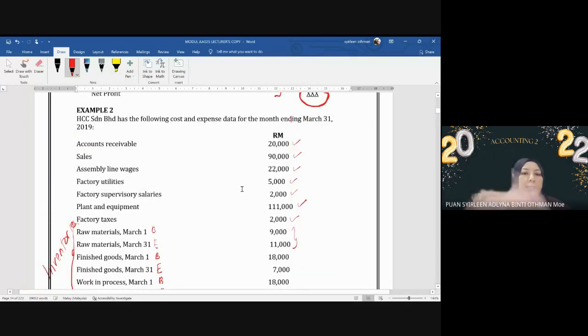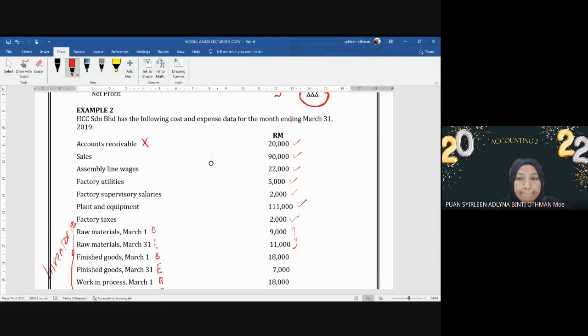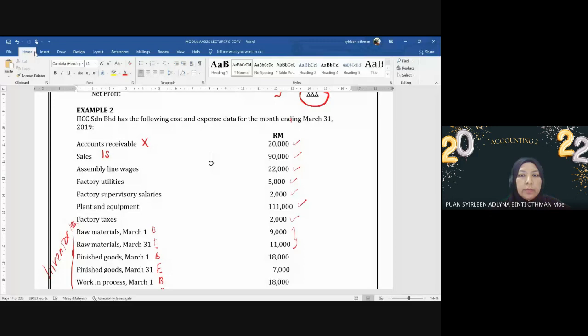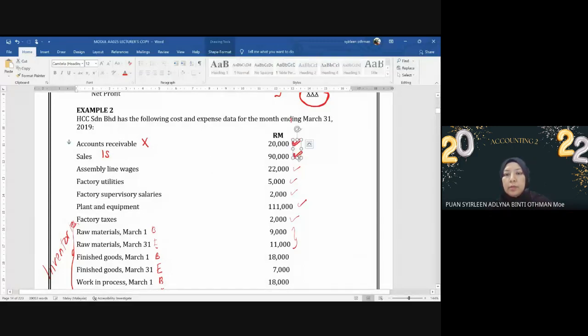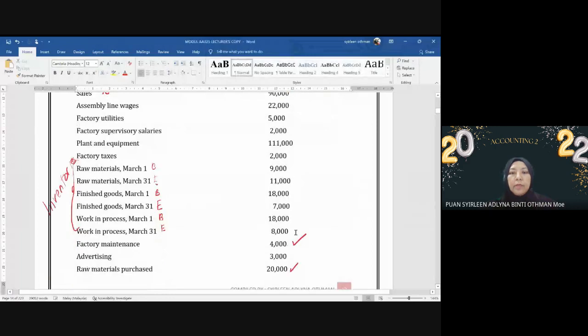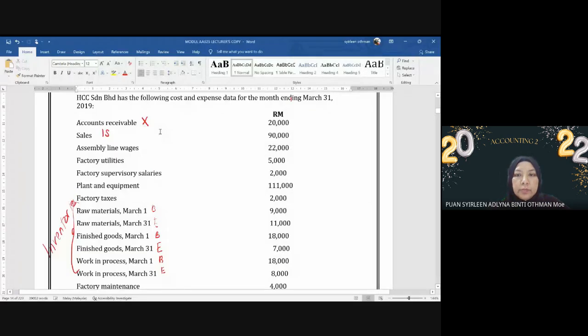Okay, account receivable, ini asset. So ni tak ada kena mengena. Kalau you buat financial position baru ada. Okay, alright, sales kita akan masuk dalam income statement. Okay, assembly line wages. Okay, hold on. I clear up my tick dekat sini so that nampak clear sikit lah. Okay, so accounts receivable tak masuk sebab dia asset. Okay, sales kita akan masuk income statement. Okay, assembly line wages kita masuk mana? Cost of good manufactured. Okay, I letak M saja.